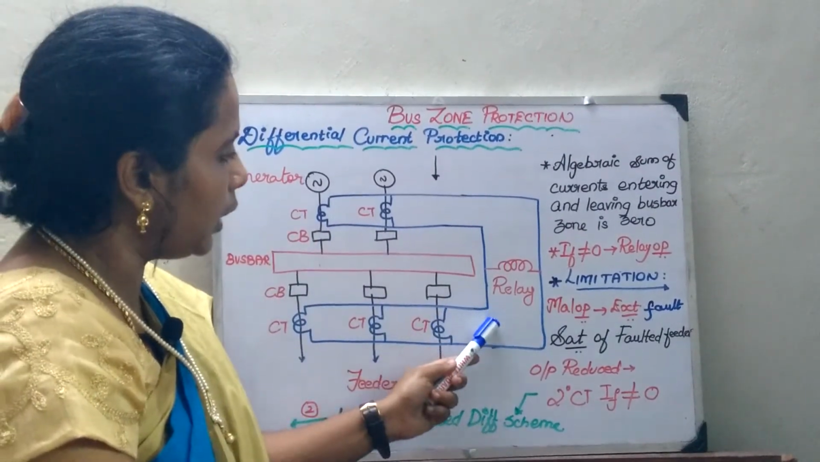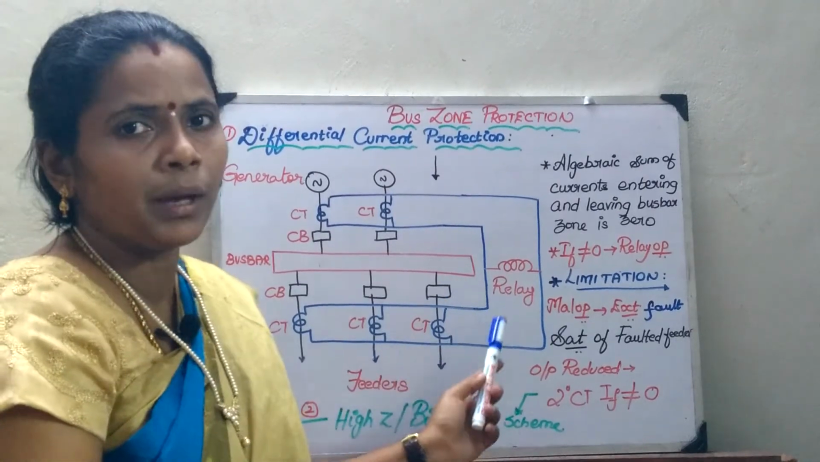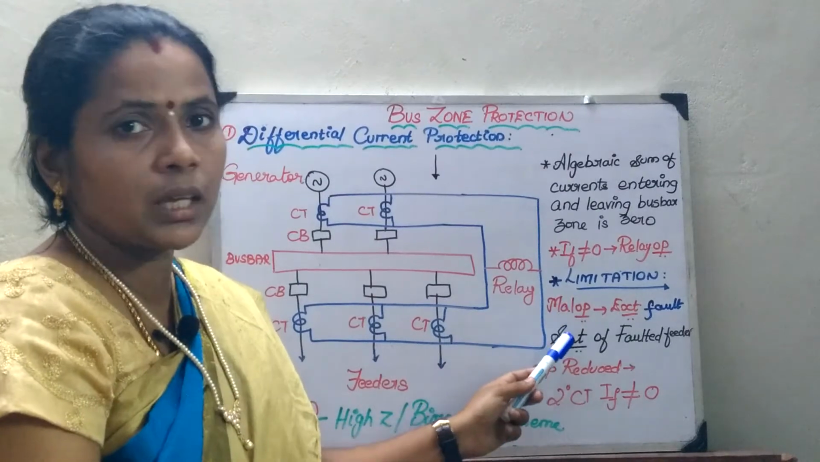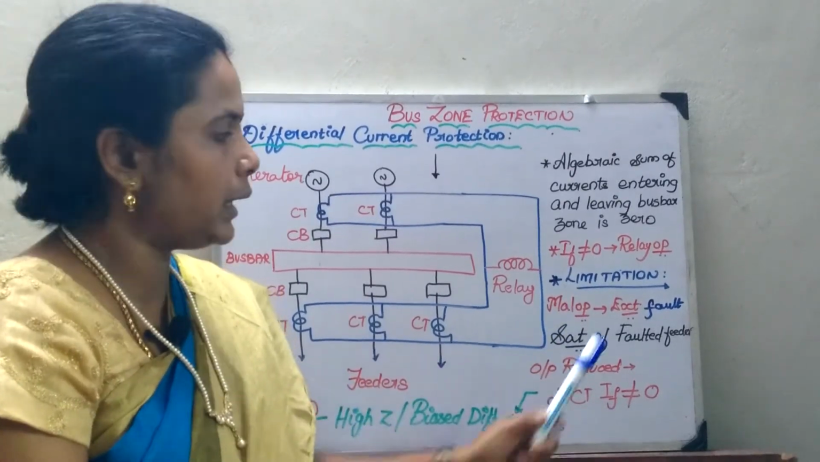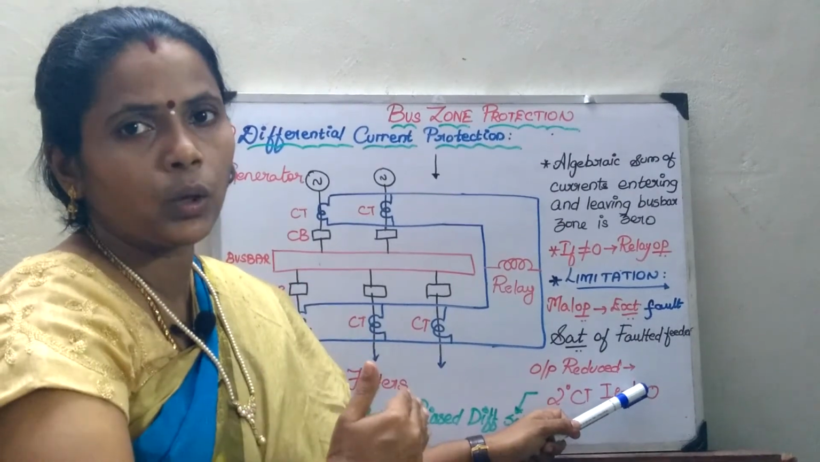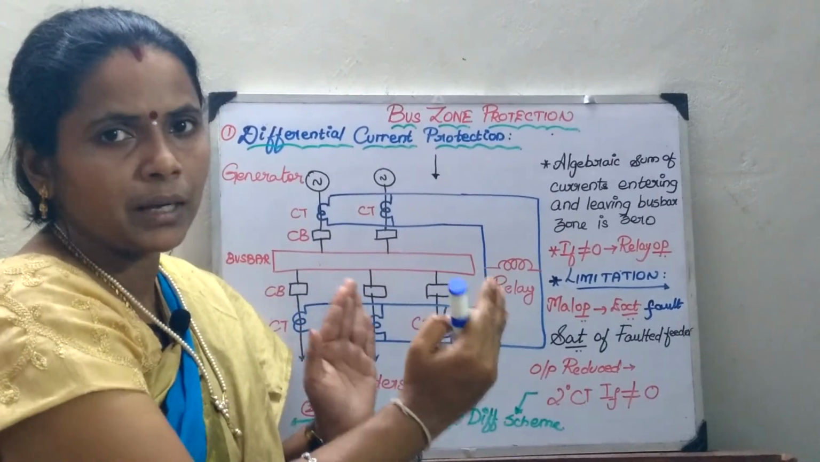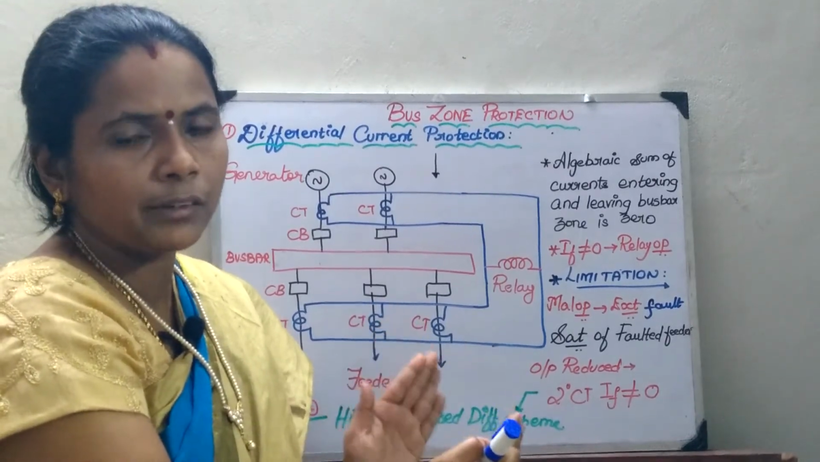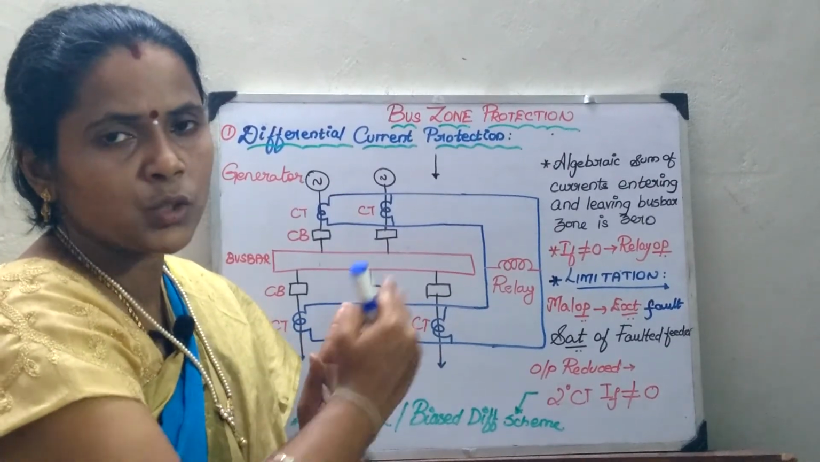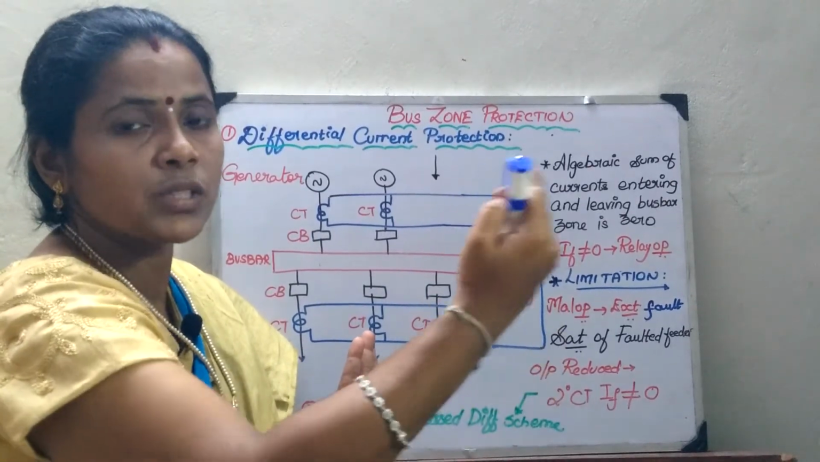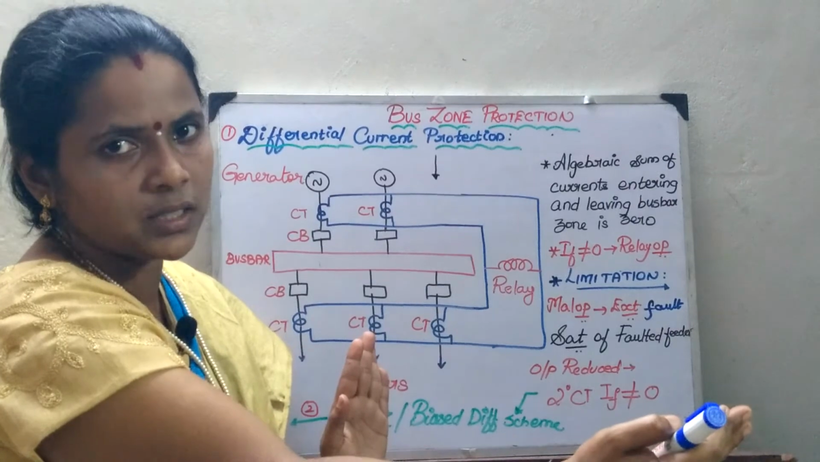Now, the main drawback in the differential protection is that it is going to maloperate in case of an external fault. What do you mean by an external fault? This is the section that is going to get protected. If the protection acts on a fault within the protective zone, then it is an internal fault. If the fault is outside the protective zone, it is an external fault.